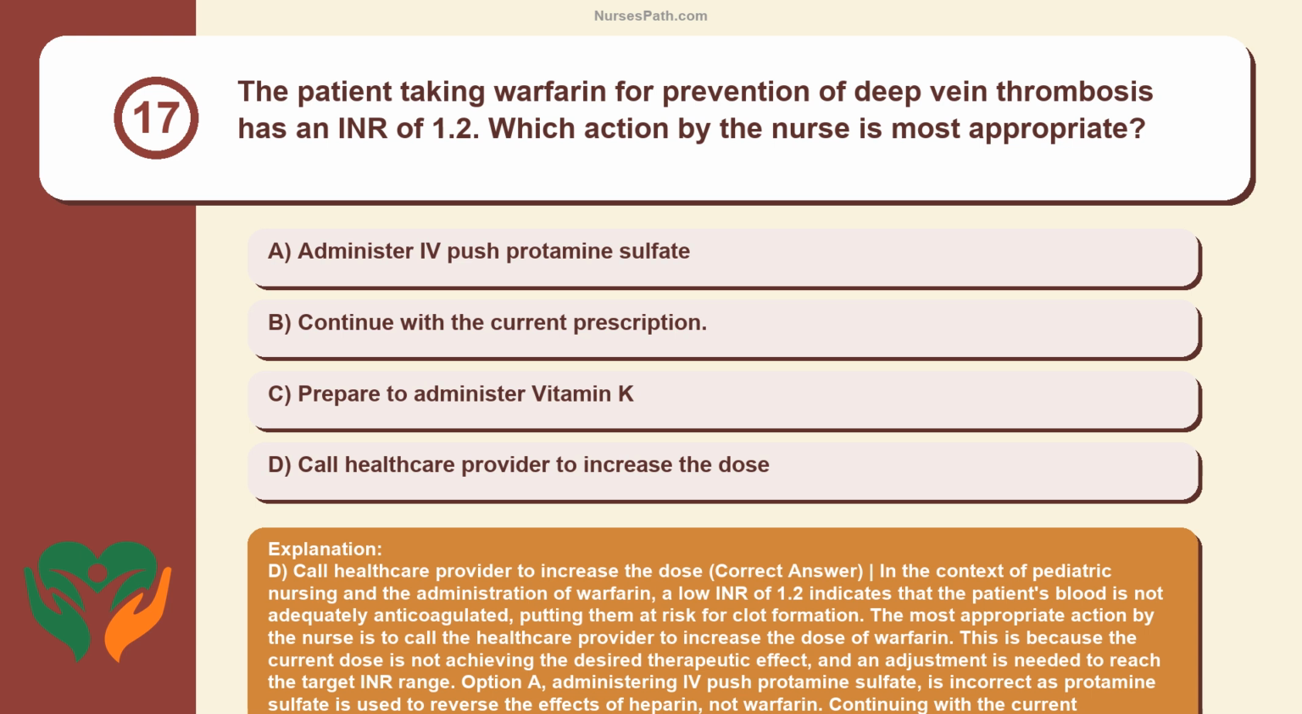Continuing with the current prescription, Option B, would not address the subtherapeutic INR level. Option C, preparing to administer vitamin K, is not the first-line intervention for a low INR in a patient taking warfarin. It is typically reserved for cases of warfarin overdose or when there is excessive anticoagulation leading to bleeding. In a pediatric nursing context, it is crucial to understand the appropriate actions to take when managing anticoagulation therapy in children to ensure their safety and well-being. Monitoring and adjusting warfarin doses based on INR levels are essential components of pediatric nursing care to prevent complications such as thrombosis or bleeding events.